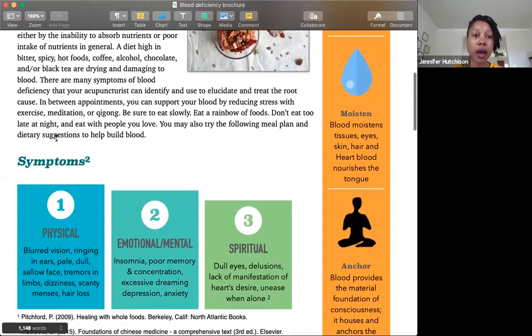A diet that's high in bitter foods, spicy foods, hot foods like coffee, alcohol, dark chocolate usually, black tea, those are very drying and damaging to the blood. So they damage the fluids or substances. Too much, of course, everything in moderation is fine, right? But if it's too much, then that may be damaging.